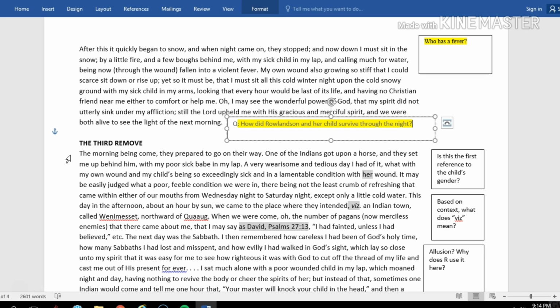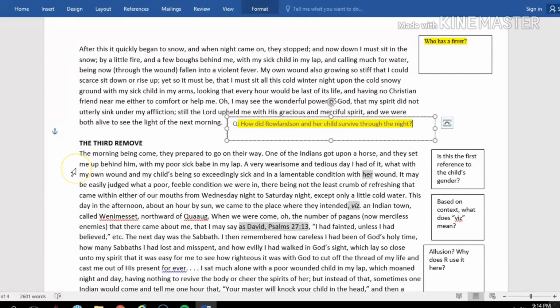I remember how careless I had been of God's holy time, how many Sabbaths I had lost and misspent, and how evilly I had walked in God's sight, which lay so close unto my spirit, that it was easy for me to see how righteous it was with God to cut off the thread of my life and cast me out of his presence forever.